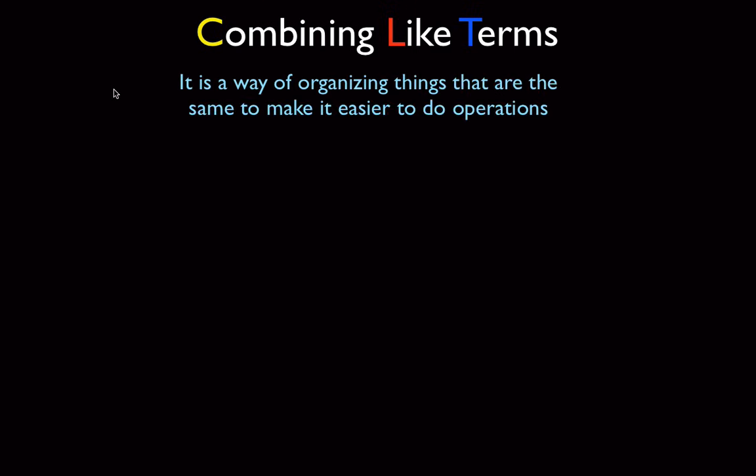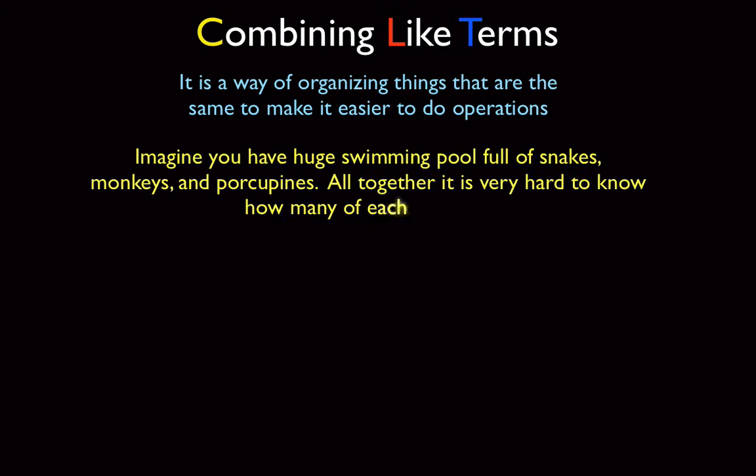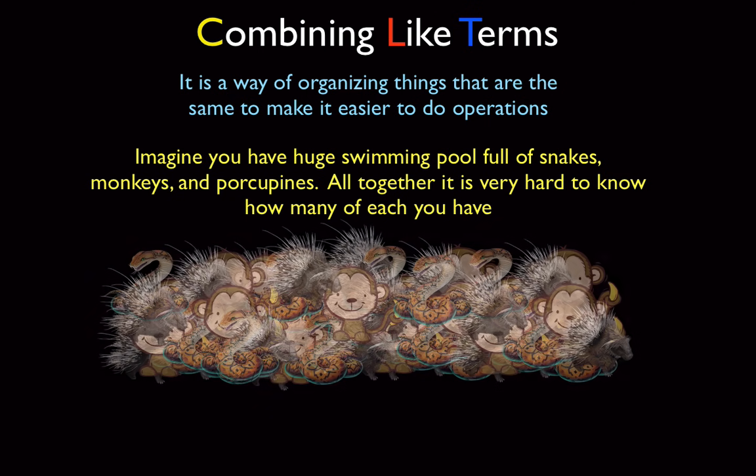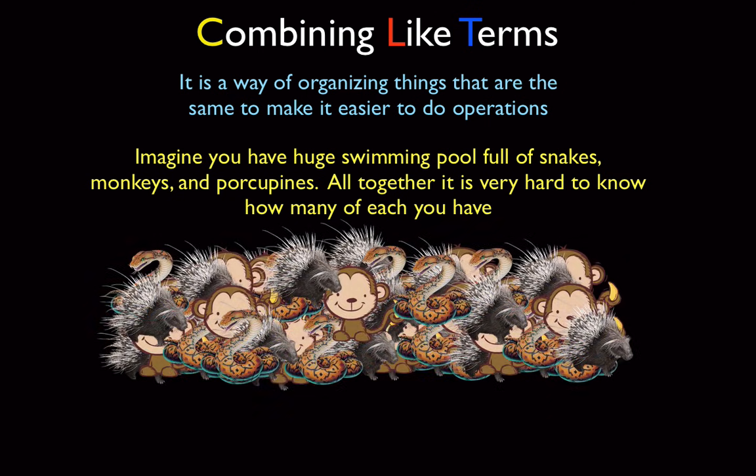First of all, combining like terms is a way of organizing things that are the same to make it easier to do operations, or basically easier to know how many there are altogether. So starting off, imagine you have a huge swimming pool full of snakes, monkeys, and porcupines. Altogether, it's very hard to know how many there are of each of them. So right there, if I asked you to guess, how many monkeys do you think there are? How many snakes do you think there are? How many porcupines?